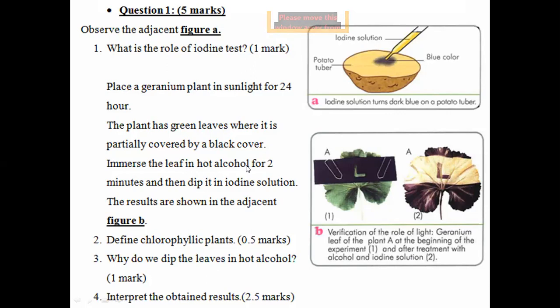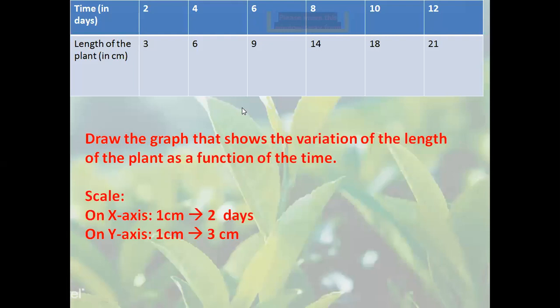photosynthesis. Moving now to give you a quick revision about the graph. Remember when we used to do the graph? Draw the graph that shows the variation of the length of the plant as a function of time. Here, they gave you the scale.